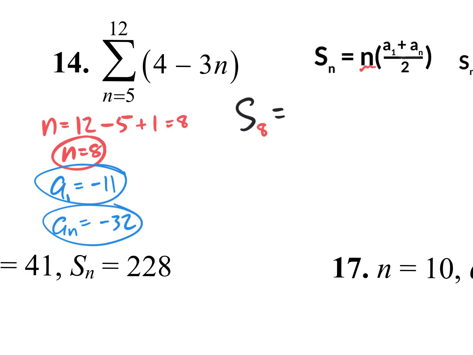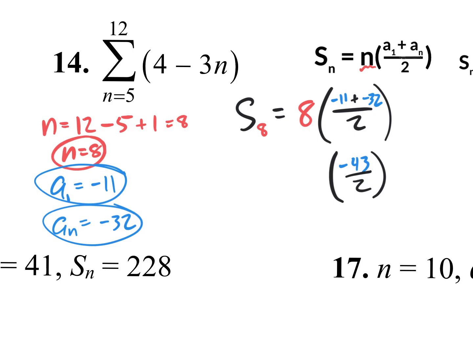equals 8 times the fraction over 2. And it's a sub 1, which is negative 11, plus the last number, a sub n, which is negative 32. So negative 32 and negative 11, that's negative 43. And it's still over 2. And you're still multiplying by 8. Okay. So you could do negative 43 divided by 2 on a calculator, then multiply by 8. Or you could simply say 8 divided by 2 is 4, and then multiply 4 times negative 43.